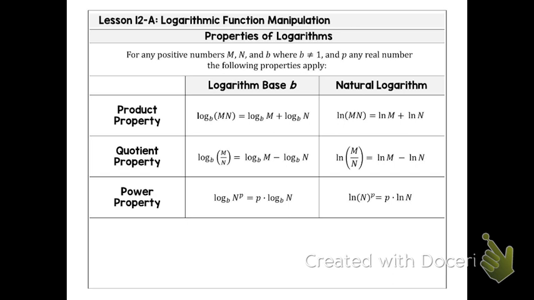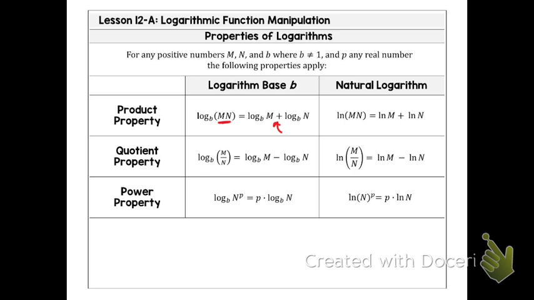So you have the product property that says if you have log base b of m times n, you can rewrite that as log base b of m plus log base b of n. So if you have two things being multiplied, you can separate them by addition, and they both get the log base b. Same thing if it's a natural log. Remember, its base is just e. So if you have natural log of m times n, that's equal to the natural log of m plus the natural log of n.